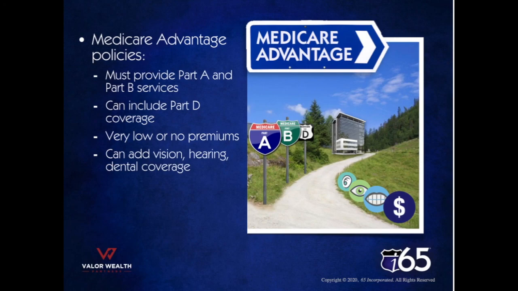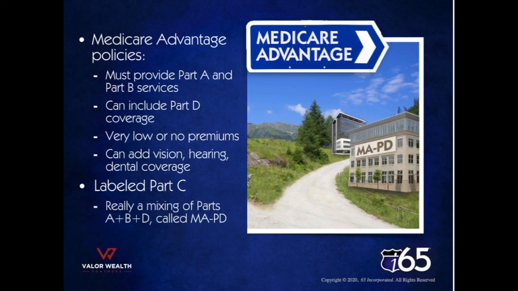Now, the insurance company essentially takes all of these ingredients of coverage and puts them in a blender to create a new type of Medicare coverage, known as an MAPD plan, a Medicare Advantage with Part D drug coverage. This is what Medicare refers to as Part C. But as you can see, this is much more of a path than a part.